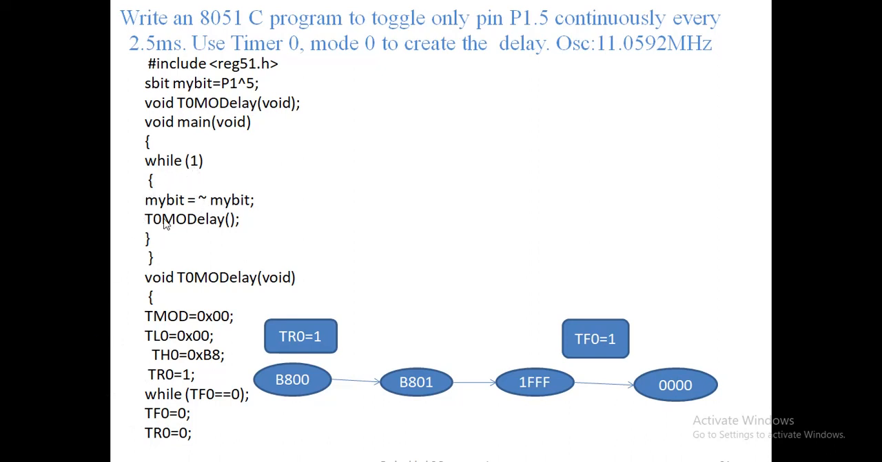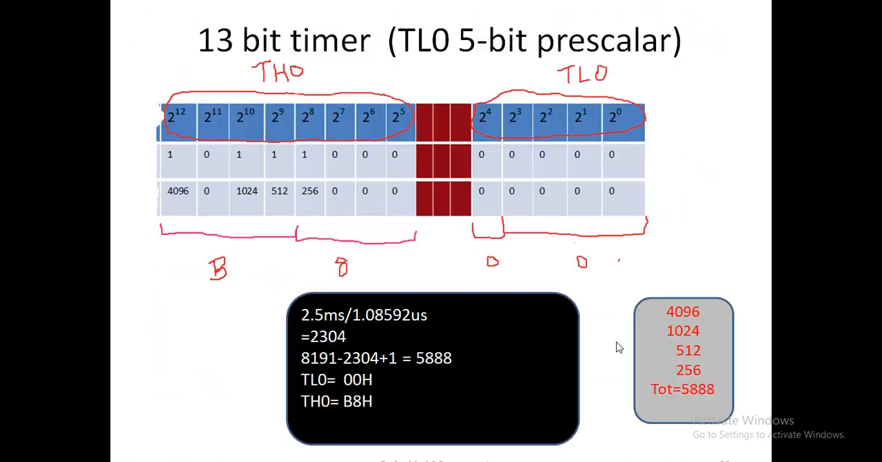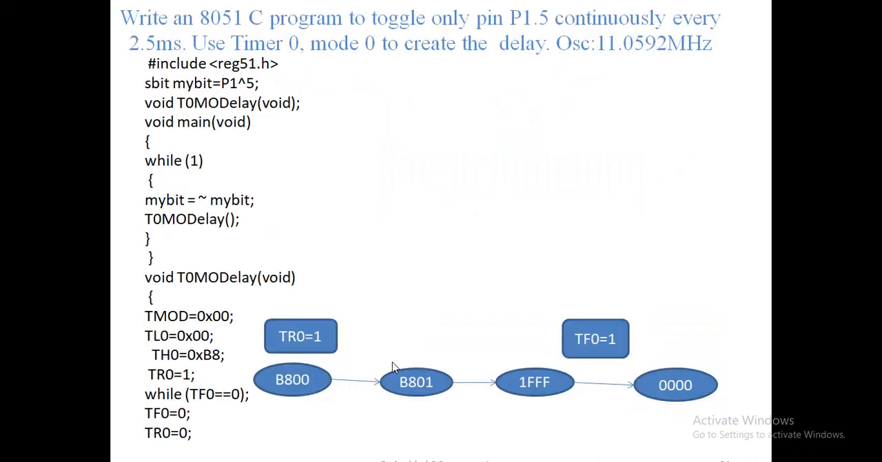Again complement of the bit, again delay, again come over here, execute, again come to the bit, complement, delay, and so on. So B800, B801, B802, until 1FFF. Once it reaches that, it goes to 0000. So TF0 becomes 1. That's why I added 1 over here. This one is nothing but it will move from 1FFF to 0000. So I have to add plus 1 to move from 1FFF to 0000. That's why I added 1 in the previous slide.